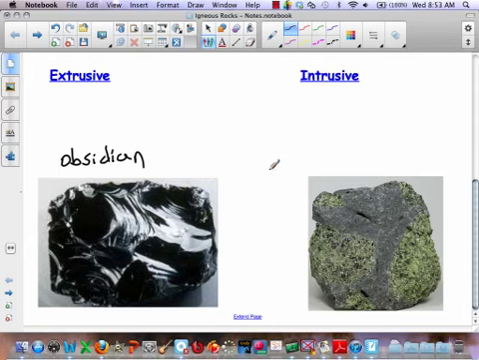Obsidian. Extrusive or intrusive? Extrusive for obsidian. What else is extrusive? Number 4, the scoria. So that's the red one. It looks like the lava rocks you might use for landscaping. And there should be one more. Number 5, what's it called? Rhyolite. Good.